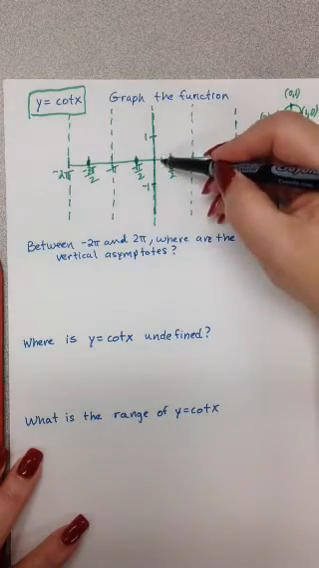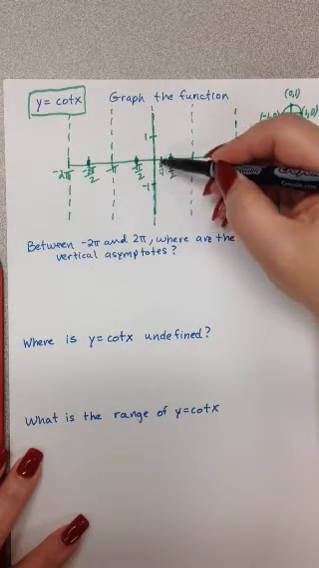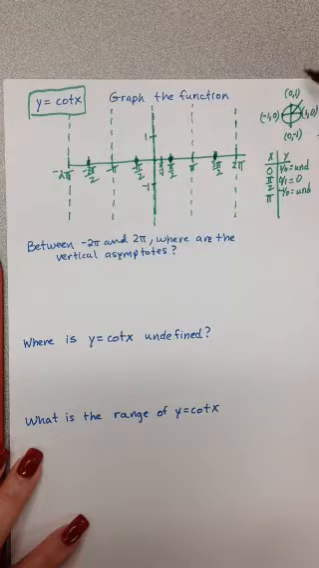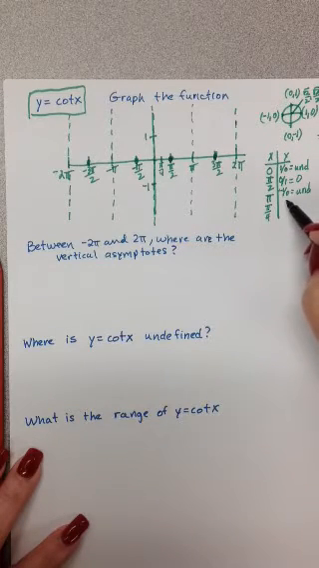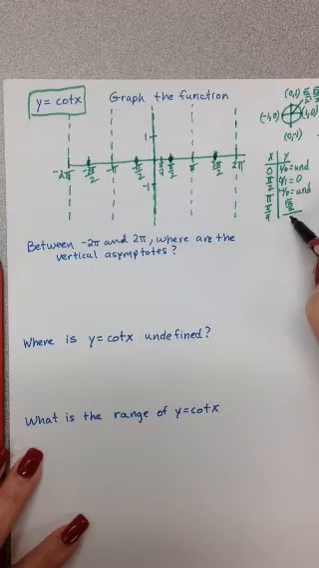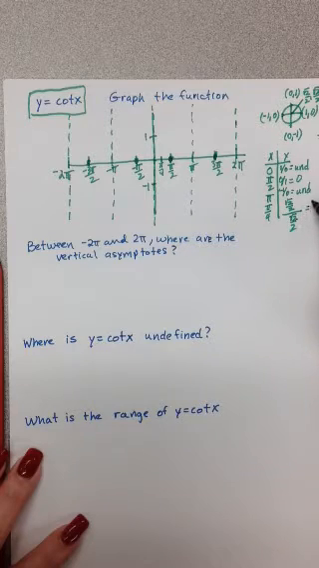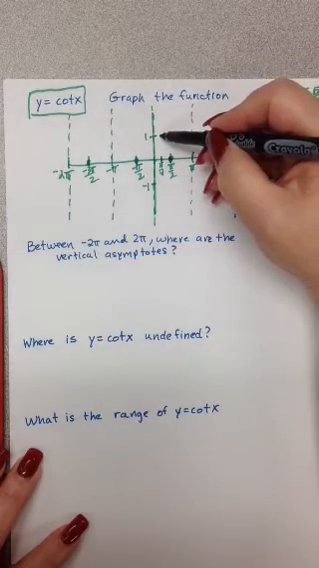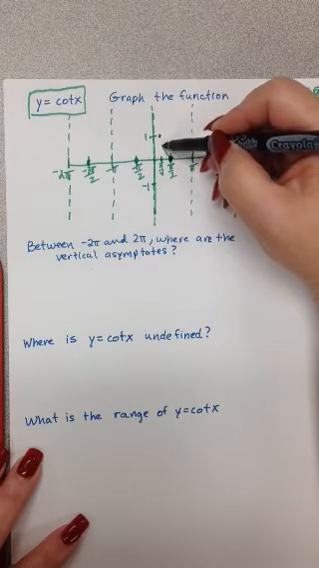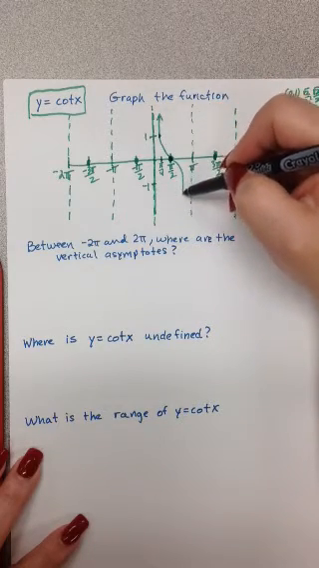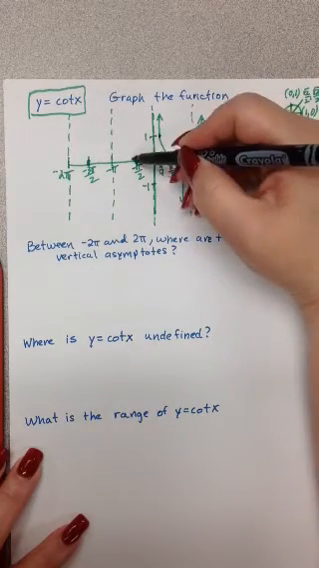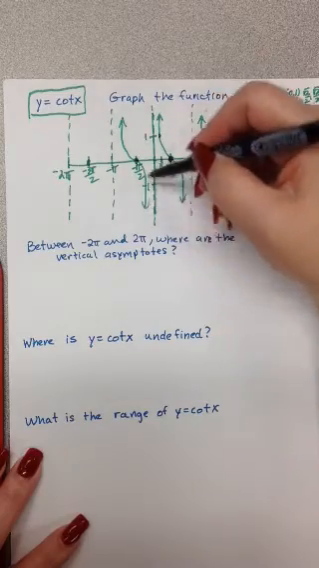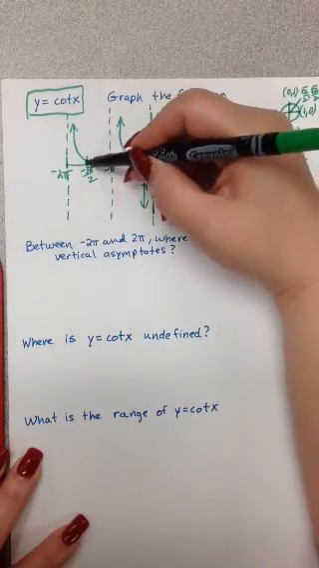So I always check the point pi over 4. Right between 0 and pi over 2 is pi over 4. And the coordinate there is square root of 2 over 2, square root of 2 over 2. So at pi over 4, it's square root of 2 over 2 divided by square root of 2 over 2, which is just 1. So at pi over 4, it's 1. So that helps me to remember I go up on the left, down on the right. Stand up, sit down, fight, fight, fight. Up on the left, down on the right.